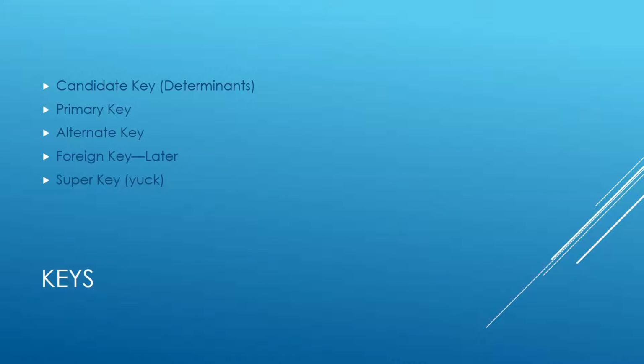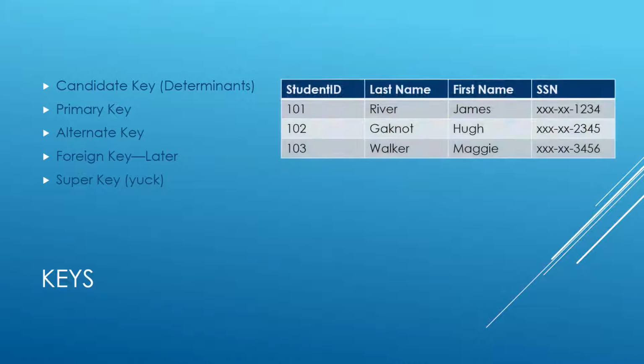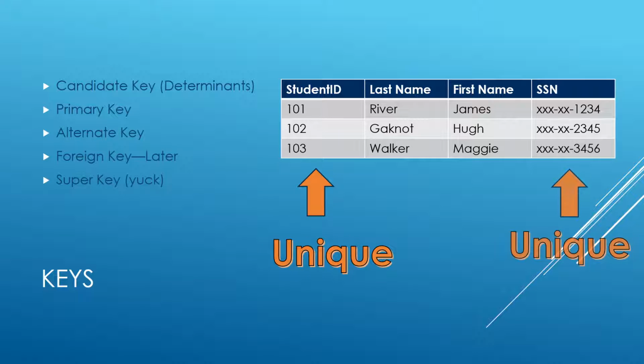Let's use our student example again. Here we have attributes of student ID, last name, first name, and social security number. The two candidate keys thus are student ID and SSN because either one can be used to uniquely identify each student.